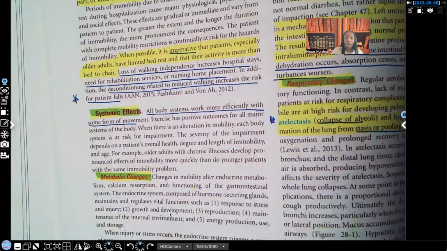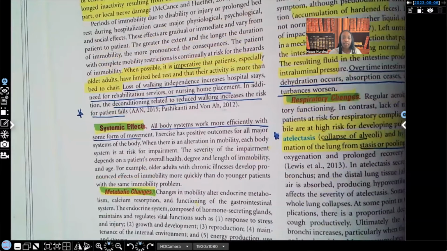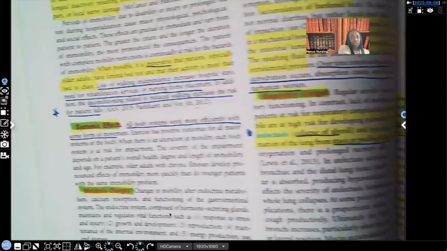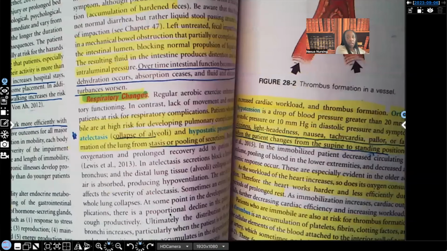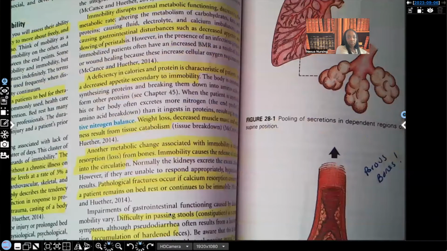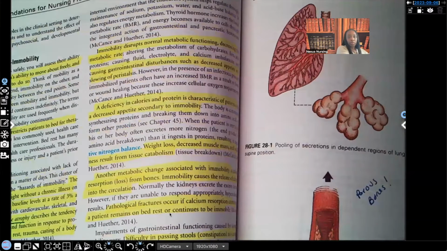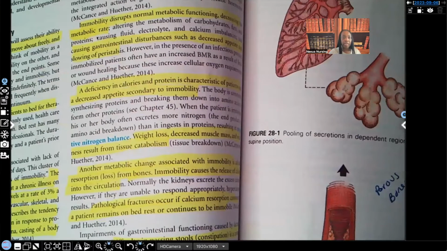Systemic effects, all body systems, they work more efficiently with some form of movement. Let's go into the metabolic changes. This is the first type of changes we're going to be looking at as far as bed rest is being considered. Take a look up here where it says immobility. So immobility, not being able to move. Immobility disrupts normal metabolic functioning, decreasing the metabolic rate.